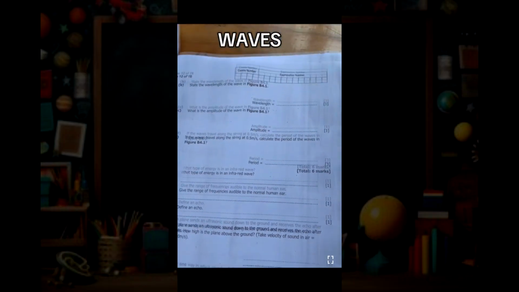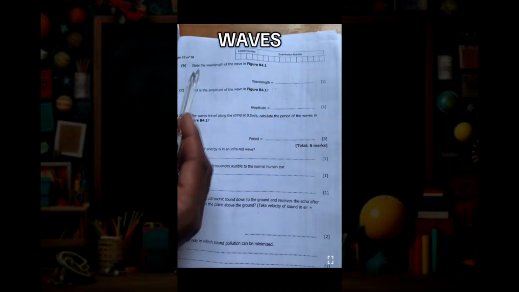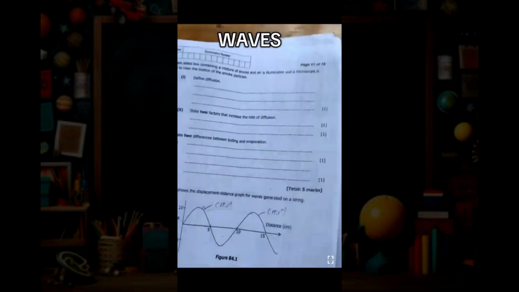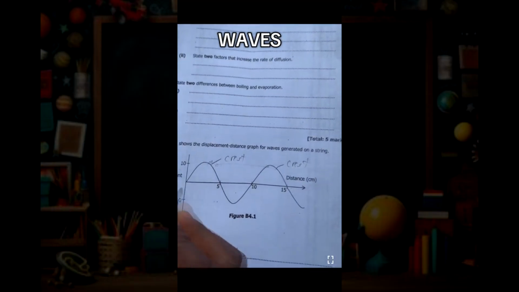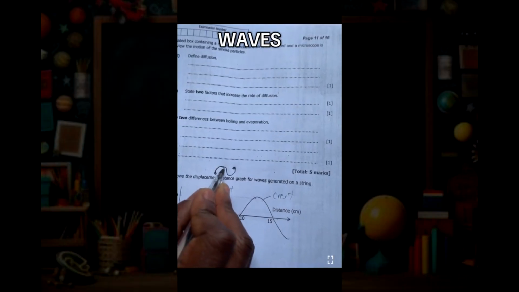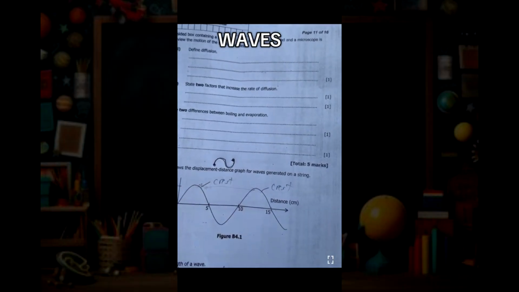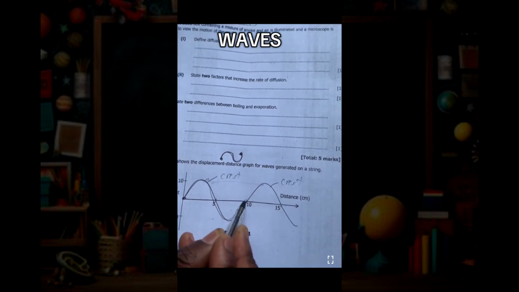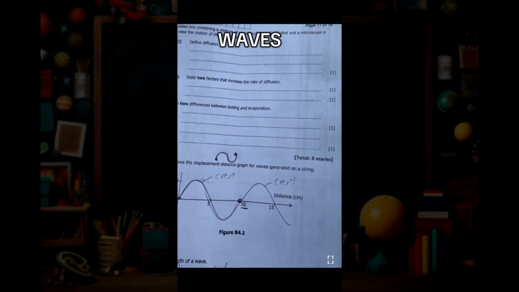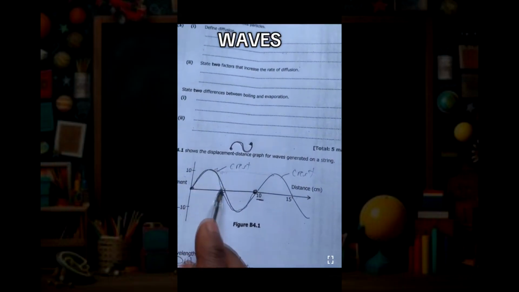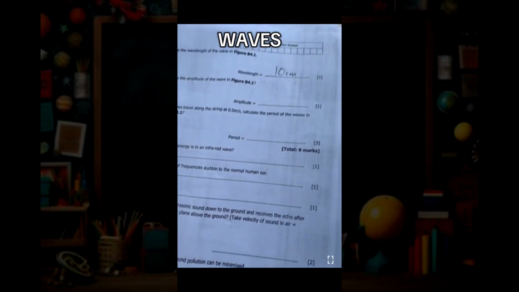So question 2 is similar, saying state the wavelength of the wave. Now, how do you find the wavelength? To find the wavelength, you make an S like this from the starting point here to the ending point. So from this point, the wavelength is to this point. So what is the wavelength? 10. So our wavelength here is 10 centimeters. See, now I've gotten the wavelength. Wavelength, you make the S on this side, okay? Then you go to the next question.